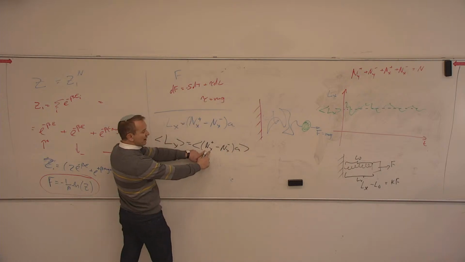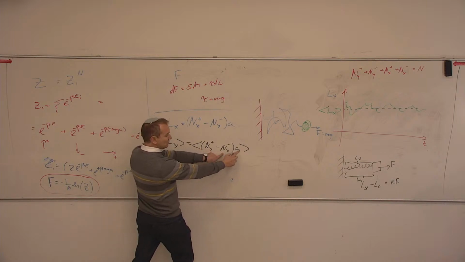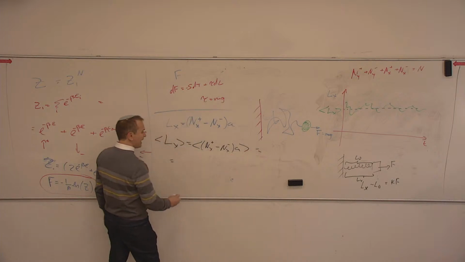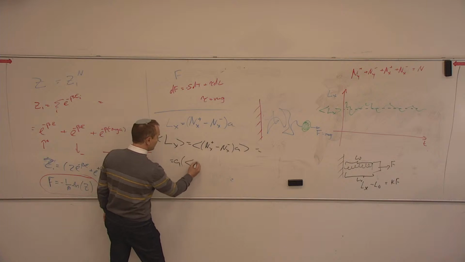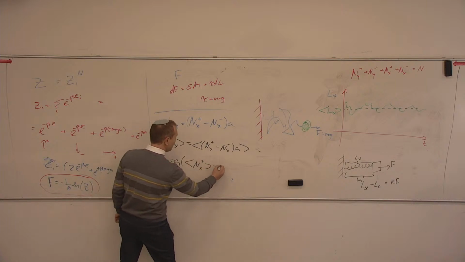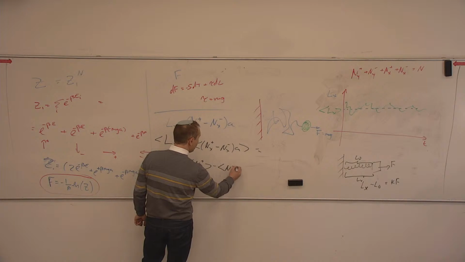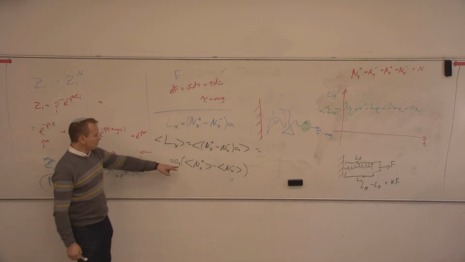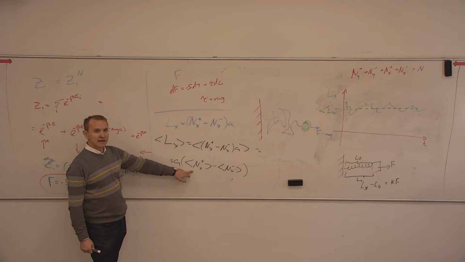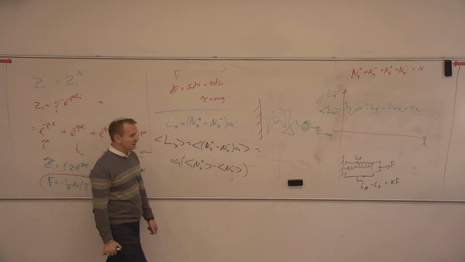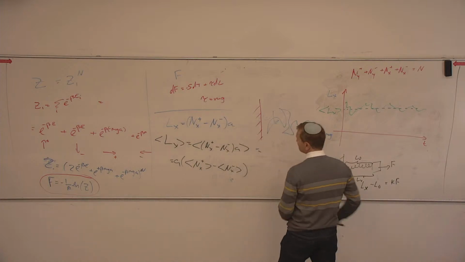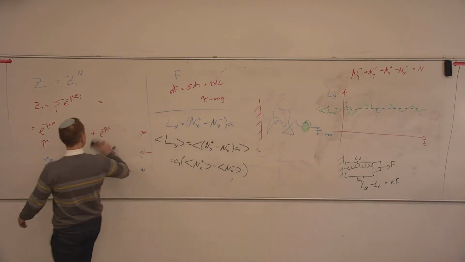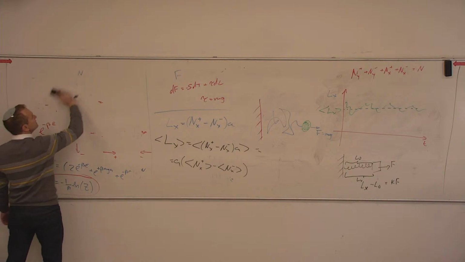So the average of Lx is the average of nx plus minus nx minus, times a. So this is a random variable, this is a random variable, and this is a. We can take a out, and here we are going to have nx plus minus nx minus average. So we need to compute nx plus, and we need to compute nx minus. How do we compute those guys?